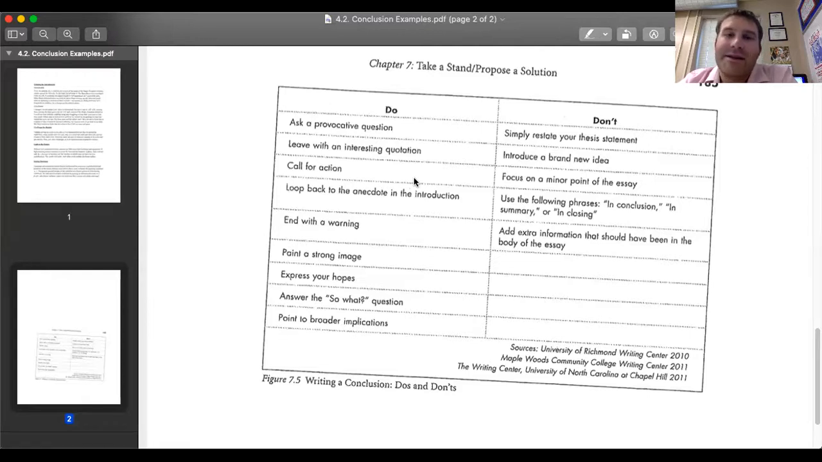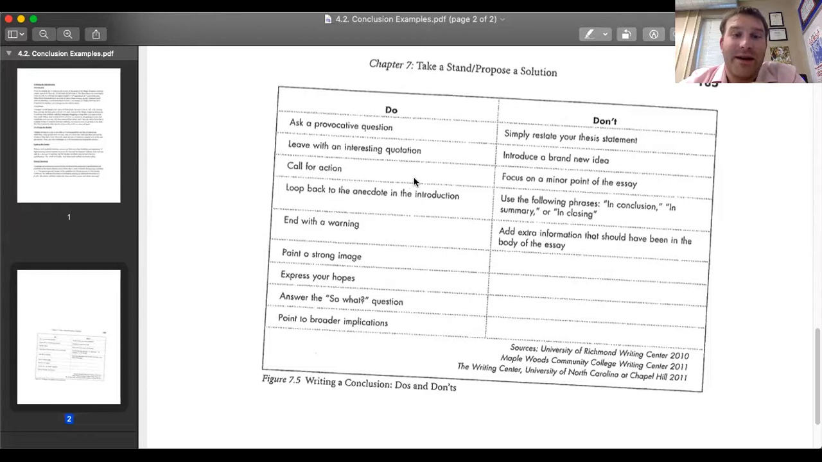Leave with an interesting quotation. Make a call to action, loop back to the anecdote in the introduction, end with a warning. Warning, if we don't do what I just said, then the communists win. Unless you're communist. If we don't do what I just said, then the capitalists win. See, equal opportunity offender here.